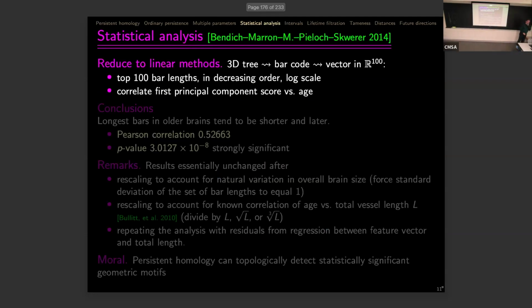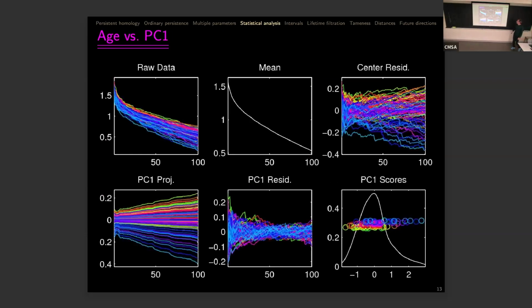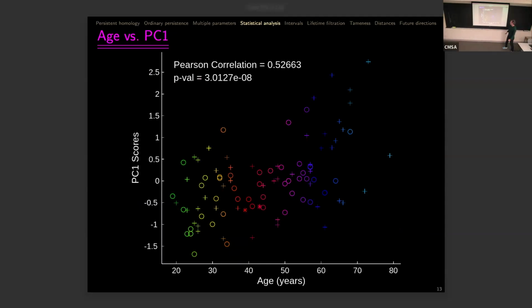And then you correlate the first principal component score versus age. I don't want to go into too much detail about this, but the conclusions are that the longest bars in older brains tend to be shorter and later. So they tend to not be as tall, and they tend to be further up and to the right in the diagram. That's more or less what we conclude. And I can show you some of these pictures, but let me show you more or less this picture.